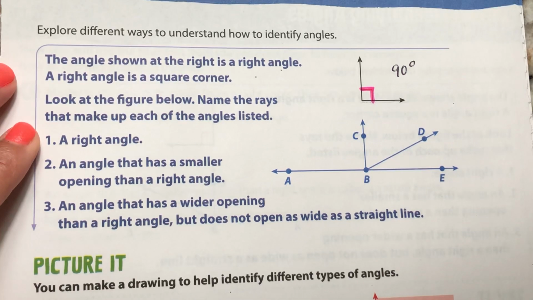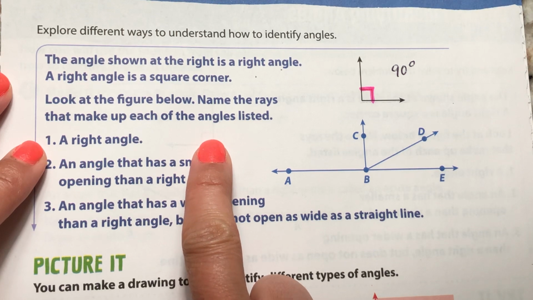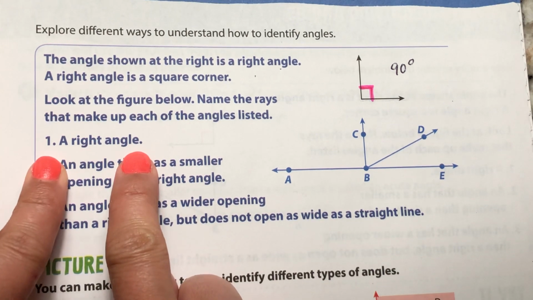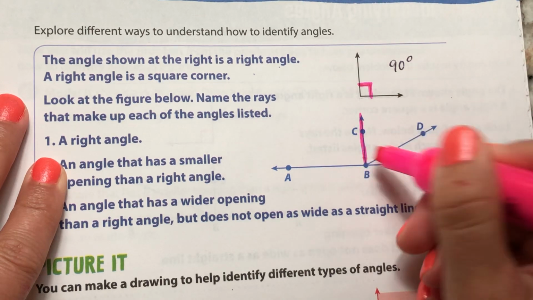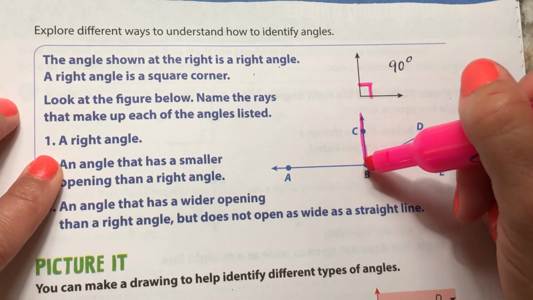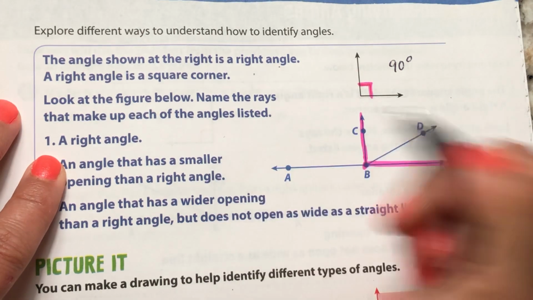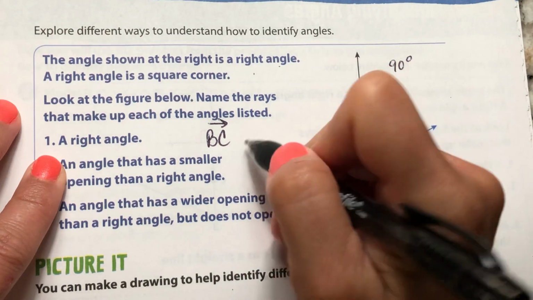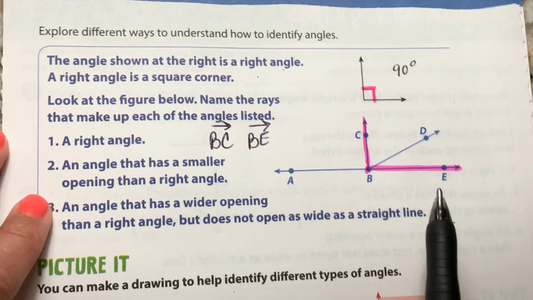And now the problem says to look at the figure below and name the rays that make up each of the angles listed. So what ray makes up the right angle? Well, we know that the right angle is going to be this measurement here. So the rays that make this up are going to be, remember we start at the end point, ray BC and ray BE make up this right angle.